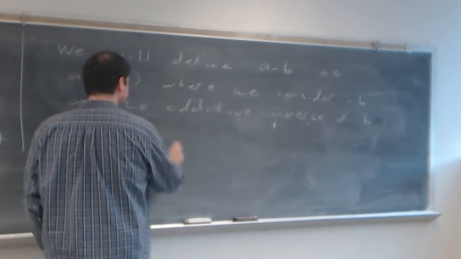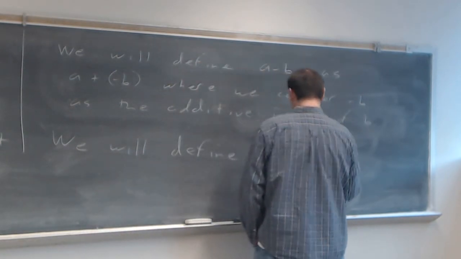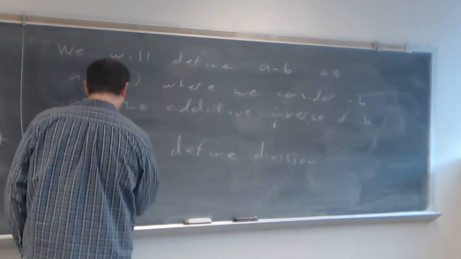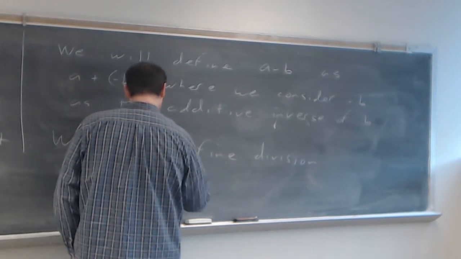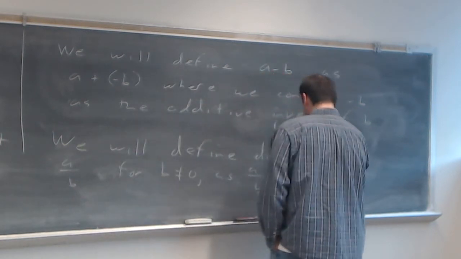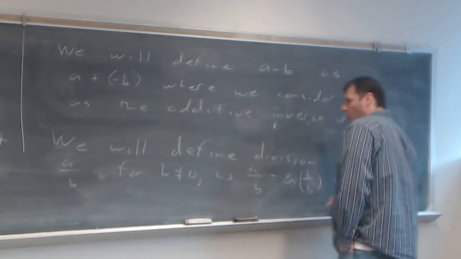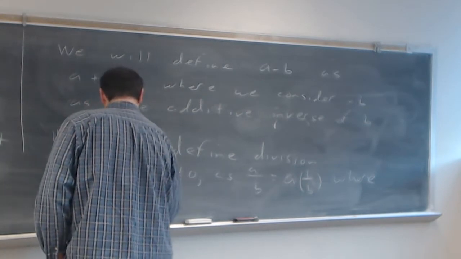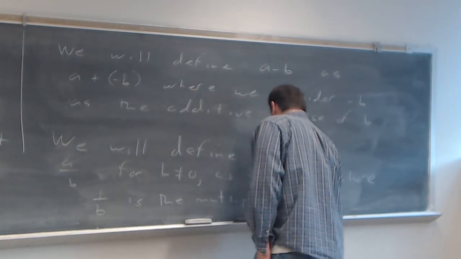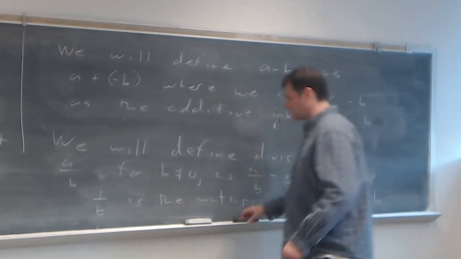We will define division A over B, where for B being non-zero, A over B is the same thing as A times 1 over B, where 1 over B is the multiplicative inverse of B. So that's the way we work.